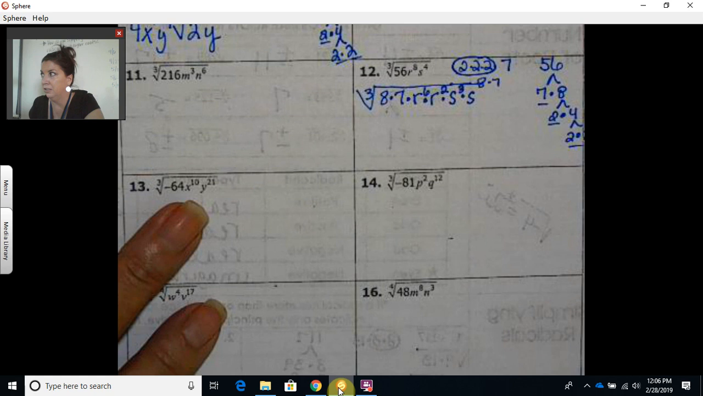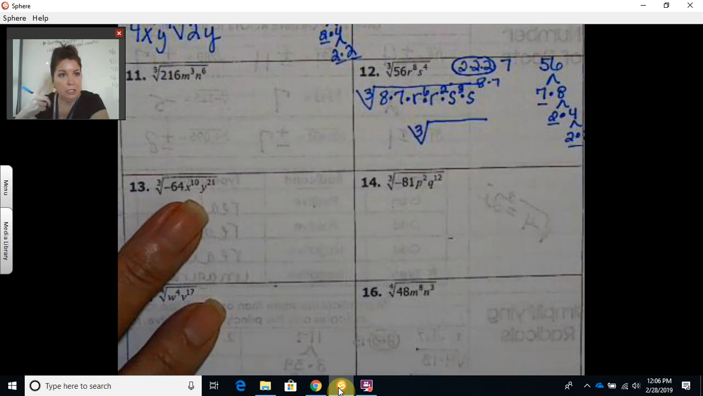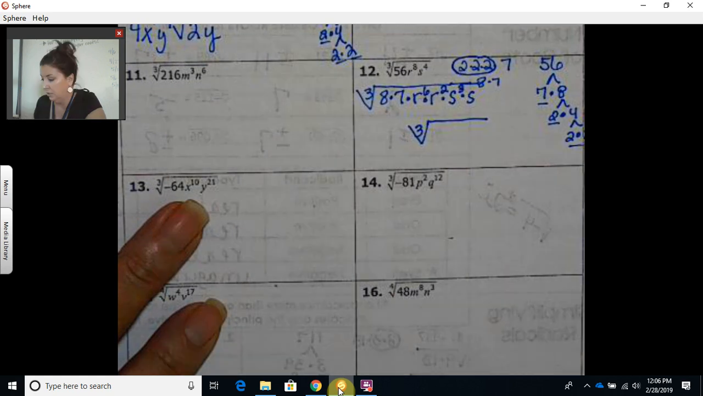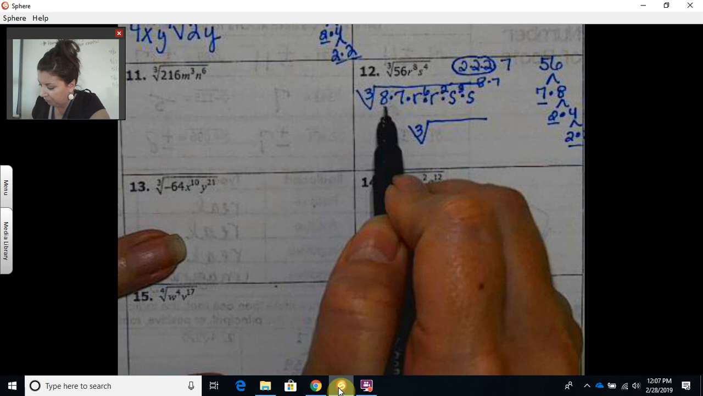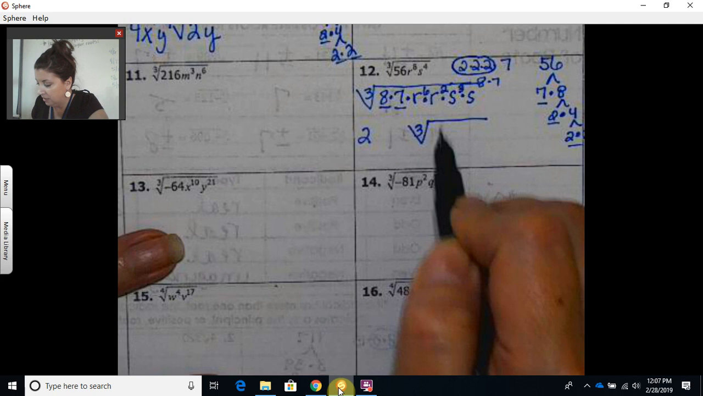So I'm going to write my radical. I'm going to go through. If it's a perfect cube, I'm going to take the cubed root and put it on the outside. If it's not, I'm going to leave it in the radicand. And I'll underline them as I go so I know I took care of it. So what's the cubed root of 8? 2. So it goes on the outside. Can I take the cubed root of 7? No. So it stays in the radicand.